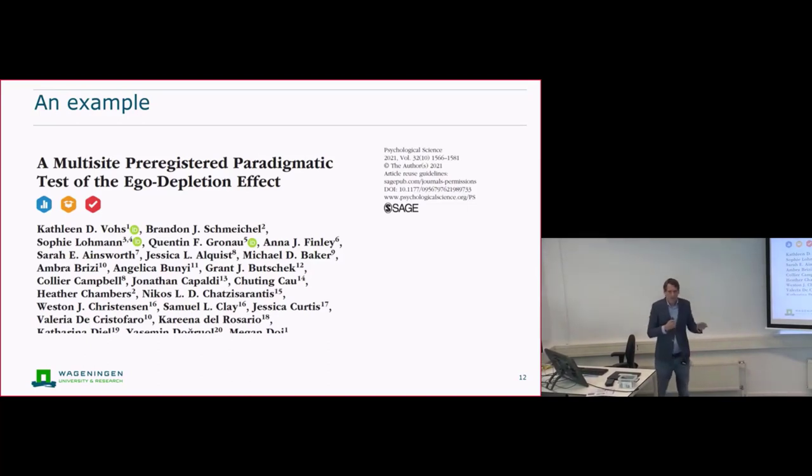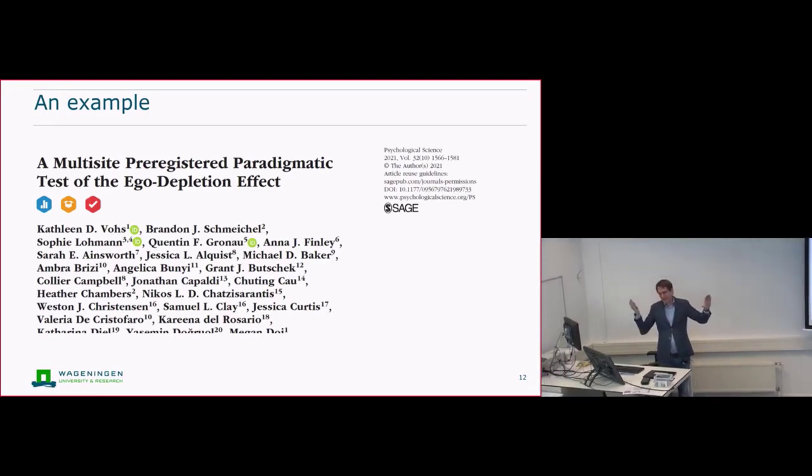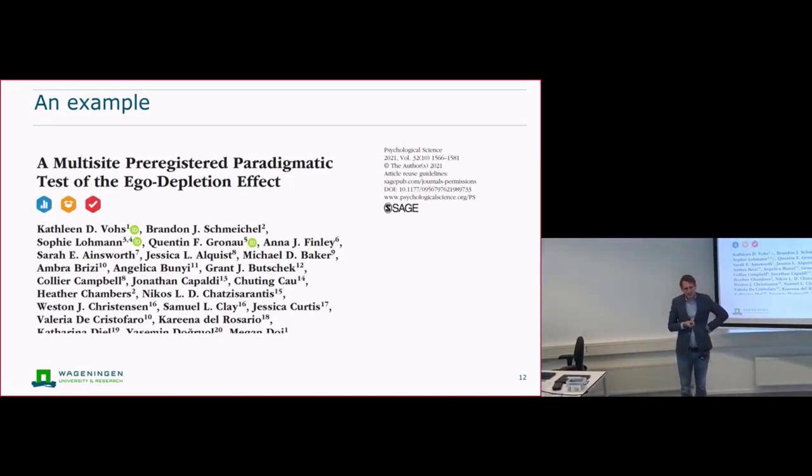Now, there are hundreds of studies showing this effect: you have one task in which you control yourself, and then you see that people underperform later on the next task. At one point, people started to look at this literature and thought, first, theoretically, this is quite implausible. They looked at the theories and thought, these theories are not so strong. They are actually incorrect.